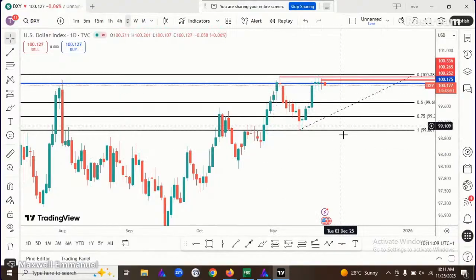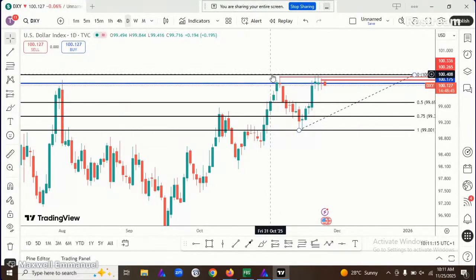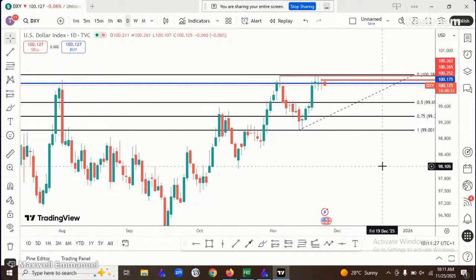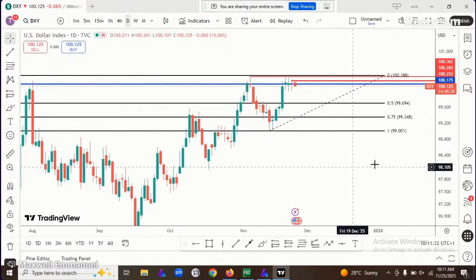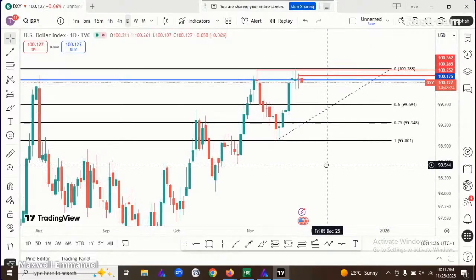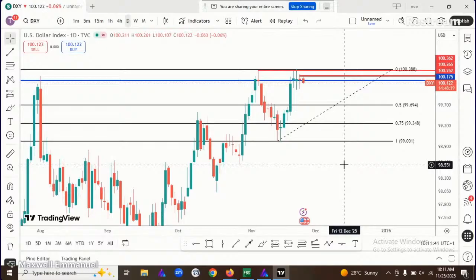Technically, dollar is supposed to be bearish, but if the news comes out positive for the dollar, we could see dollar break out from these highs. Dollar could break out from these highs if the news is positive for the dollar. So I want to patiently wait for the news to release before I take a trade. So that's my take for the dollar.